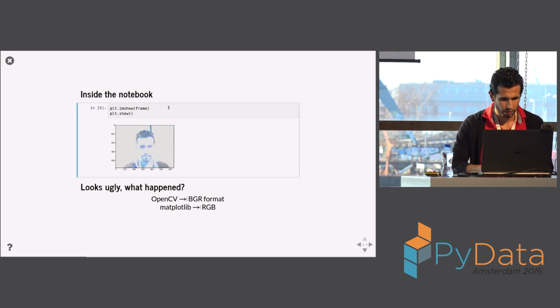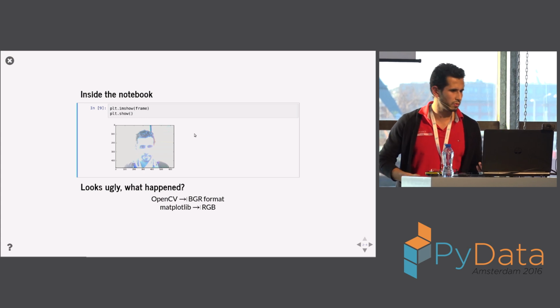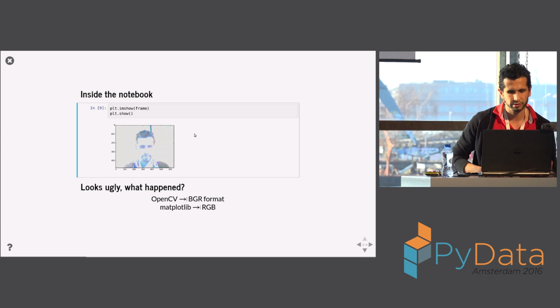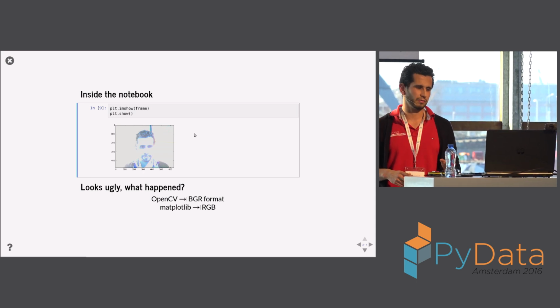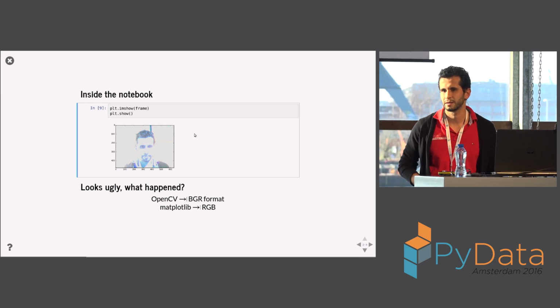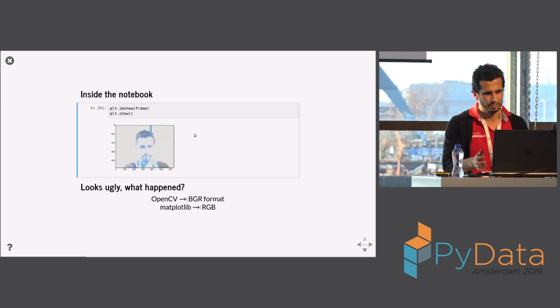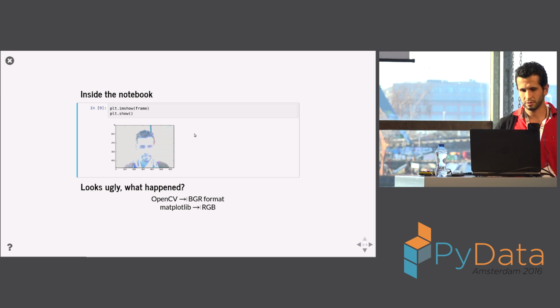Okay. Anyway, you see my hair is a little weird. It's blue and there's something really strange happening. Okay, so it's because OpenCV, I have no idea why they use BGR instead of RGB. Yeah, it's quite annoying, but you cannot do anything about it. So that's why it looks so bad.